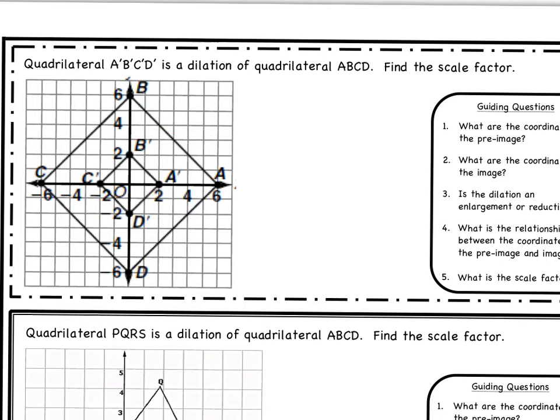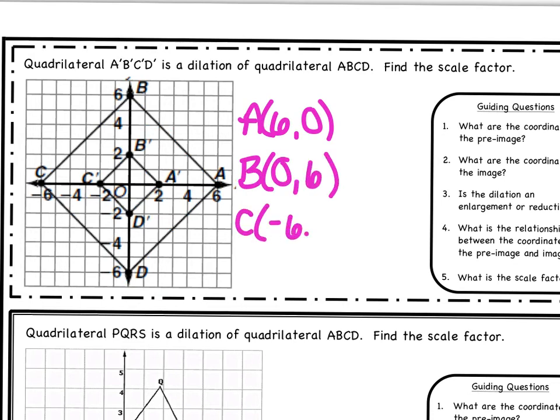Now, in order to determine a scale factor, what you need to do is look at the relationship between the original points and the new points. So what I'm going to do is go through and identify the coordinates of the original figure. So point A is at 6, 0. Point B is at 0, 6. Point C is at negative 6, 0. And point D is at 0, negative 6.